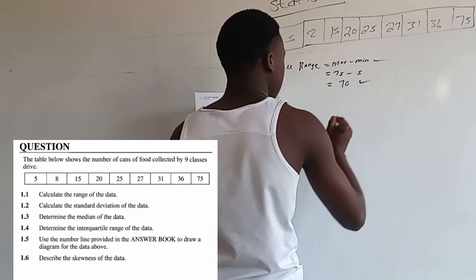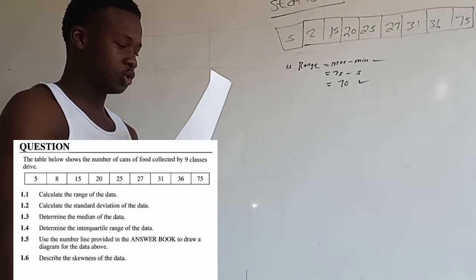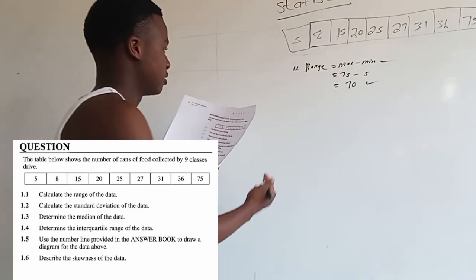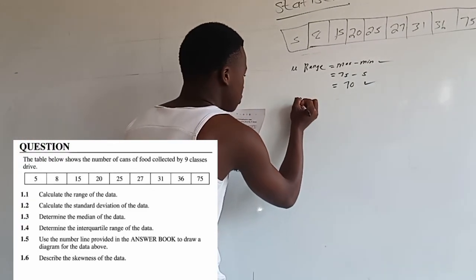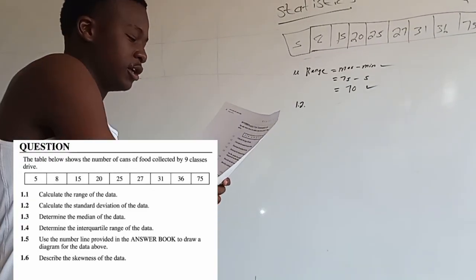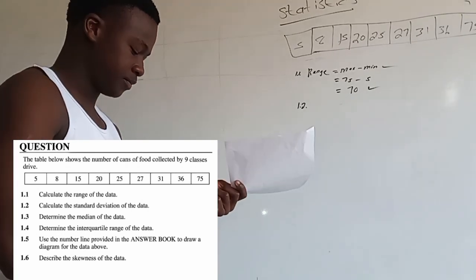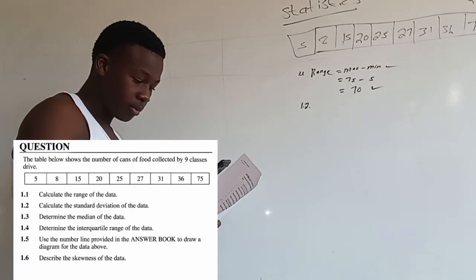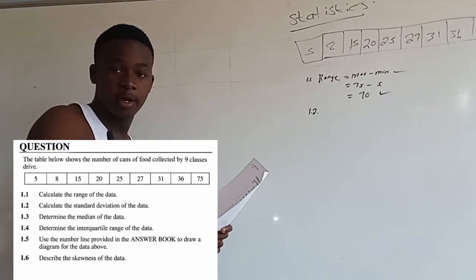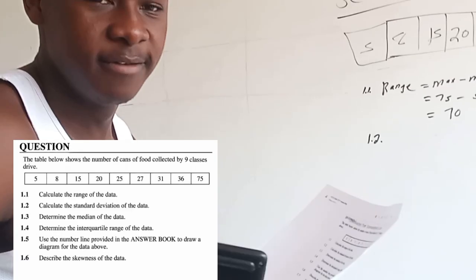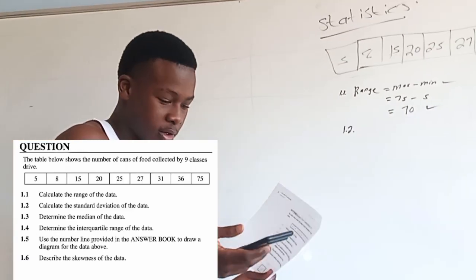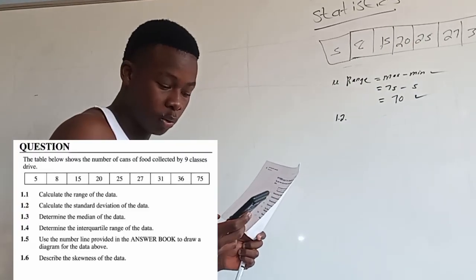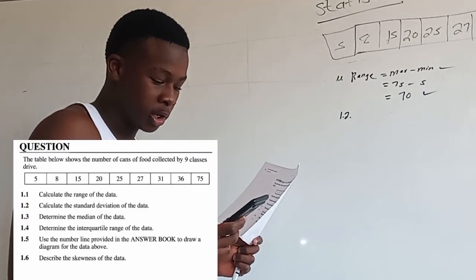2 marks. And then 1.2: calculate the standard deviation of the data. So guys, for standard deviation, you have to use your calculator. Take your calculator, and listen to me attentively. When you get this calculator, you will press mode, then setup.